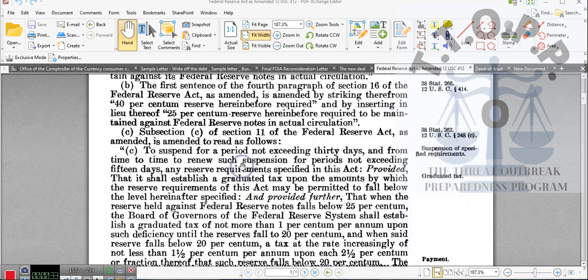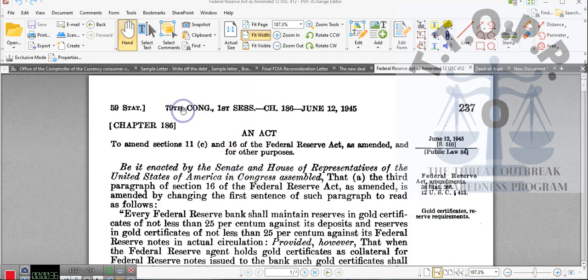What we're showing you right now, I want you to pay attention. This is the 79th Congress, first session, chapter 186, June 12, 1945, or the June 12, 1945 Act. This is to amend section 11C and section 16. We're concerned about section 16 of the Federal Reserve Act as amended and for other purposes. See, to amend as amended. Amended 1933 and again October 6, 1917. Don't worry about all that.